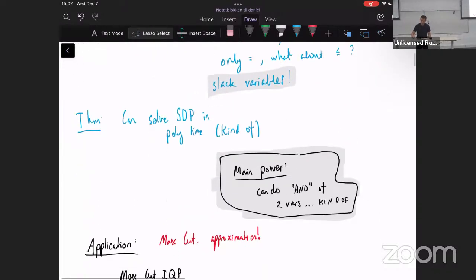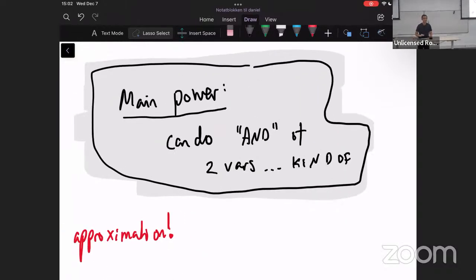Well, it can kind of encode the AND of two variables. Like this sort of dot product, you're saying, well, are these two things both pointing in the same direction, or are they pointing in the opposite direction? And the LPs have a hard time of capturing that.